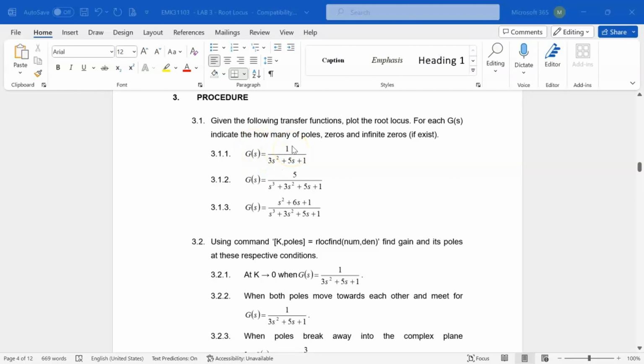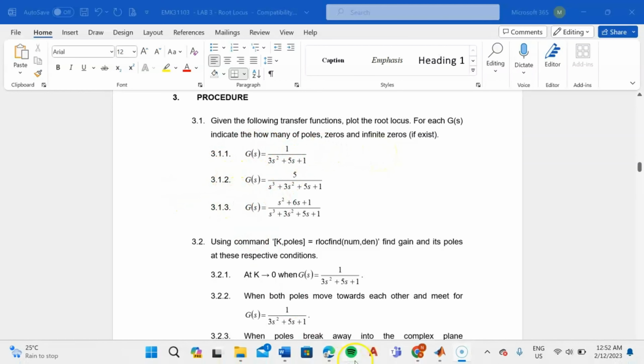So for questions 3.1.1, the numerator is 1, denominator 351. Based on the questions given, we need to identify how many poles, zeros and infinite zeros in these three questions given.